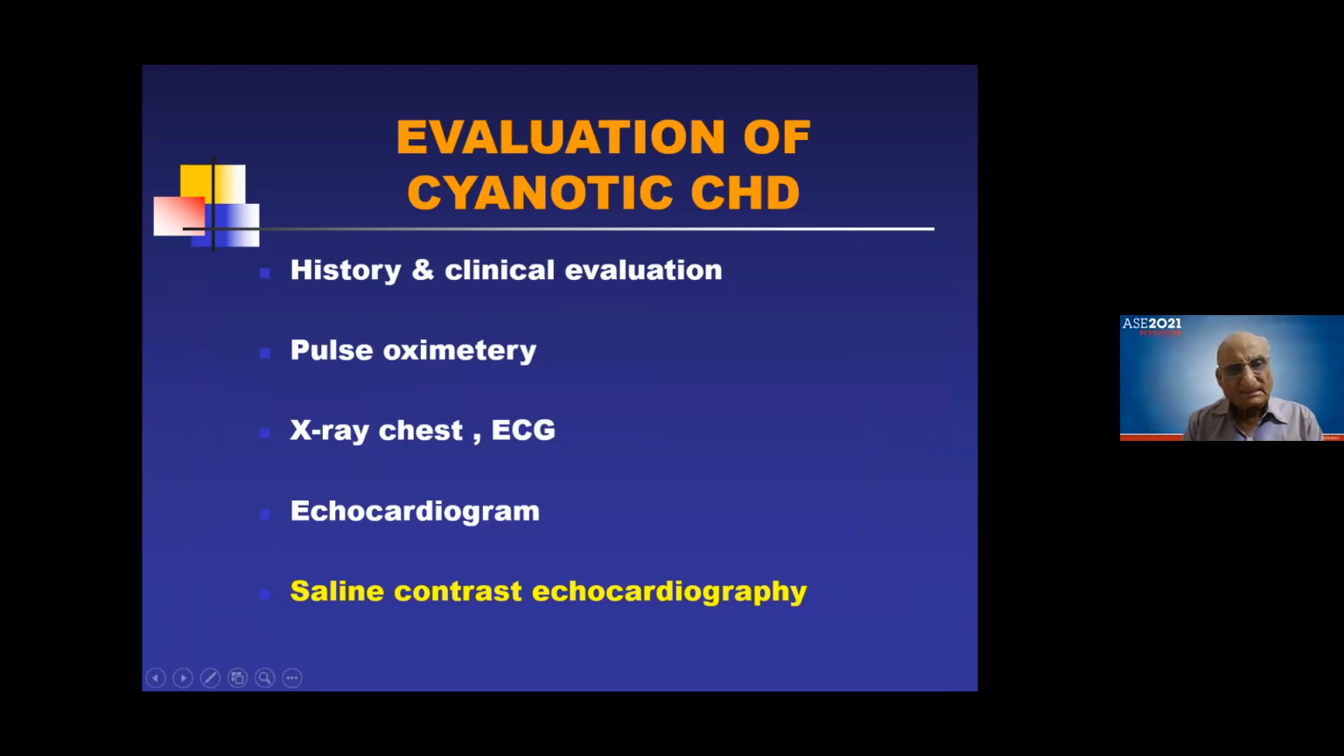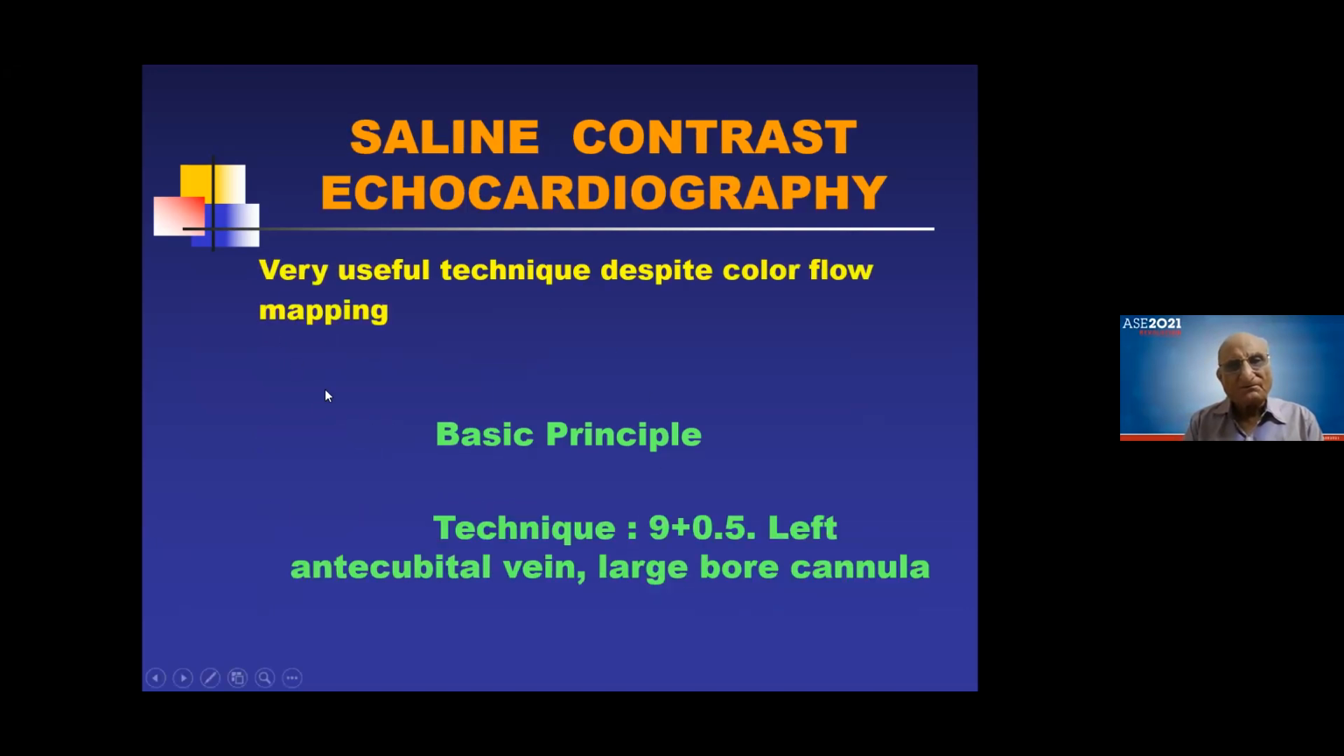Then, as I said, saline contrast echocardiography, despite the era of color Doppler echocardiography, plays an important role in showing a right to left shunt. The basic principle of contrast echocardiography is that you take a certain amount of glucose saline in a syringe, depending upon the age of the patient, and connect it with another syringe. If the child is slightly bigger, take about 9 ml of glucose saline and 0.5 ml of air, and we use a left antecubital vein.